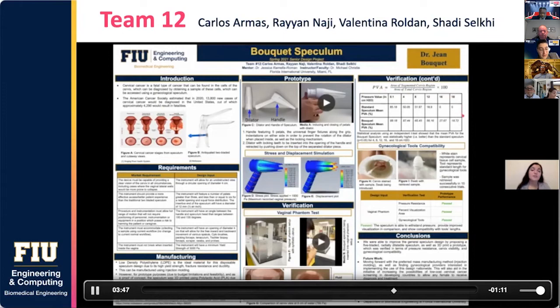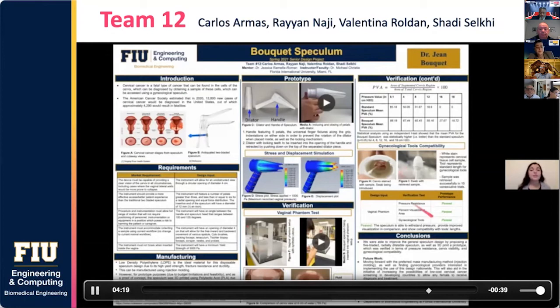Our second benchmark test consisted of verifying gynecological tool compatibility with our device. One of our main market requirements was that the bouquet speculum must accommodate collecting a sample using current workflow. That is, our device must allow for the use of traditional gynecological tools such as cotton swabs and other tools. For this test, we stained the cervix to symbolize cervical tissue sample and used an 8-inch cotton swab to retrieve the sample. We were able to retrieve samples in 10 consecutive trials, which demonstrates the device's compatibility with regular gynecological tools.